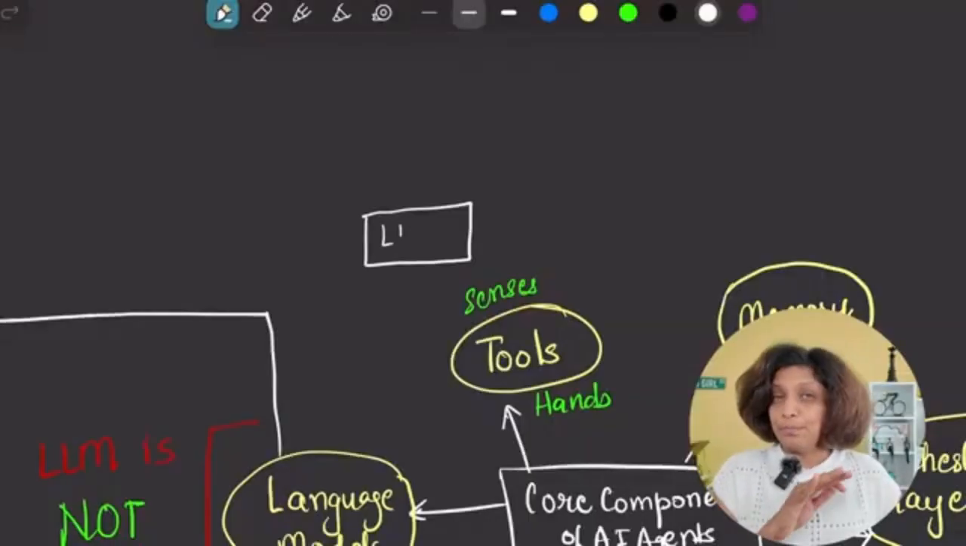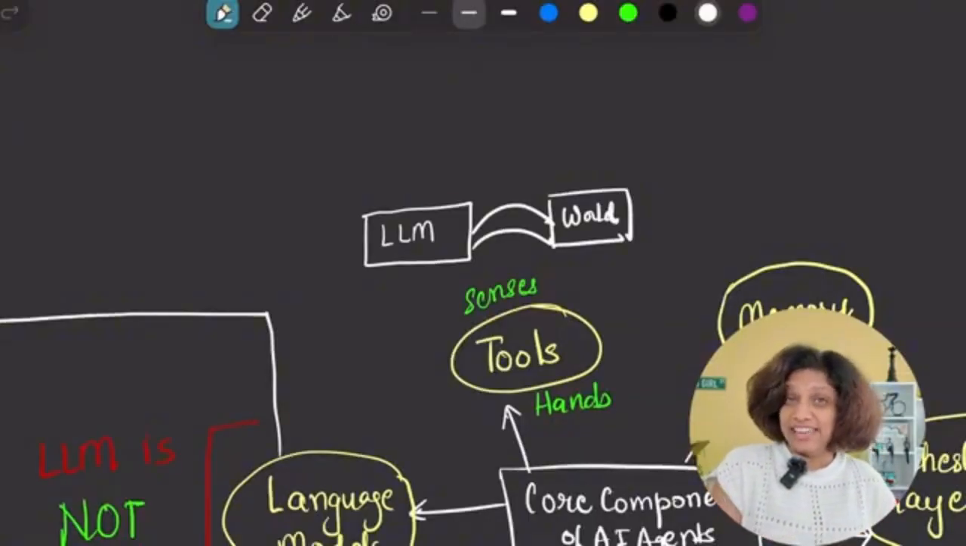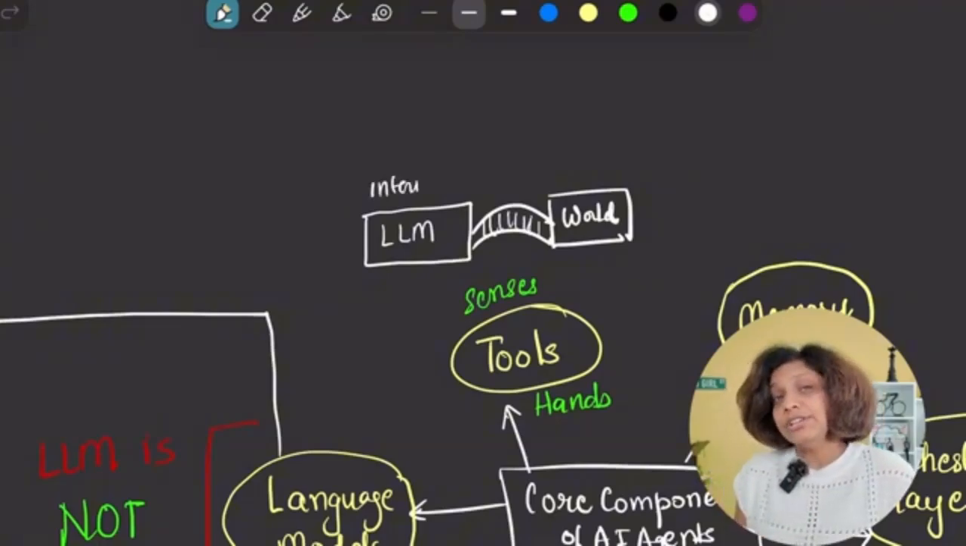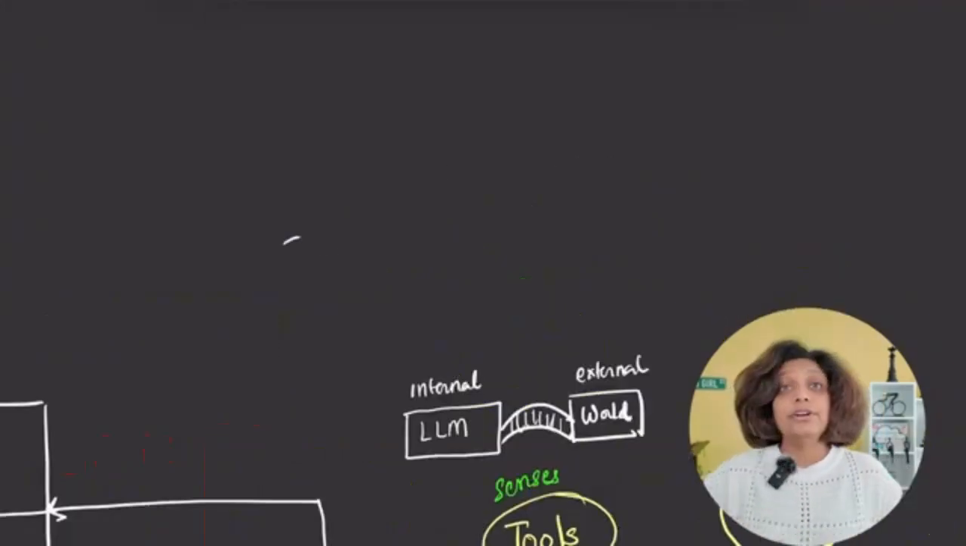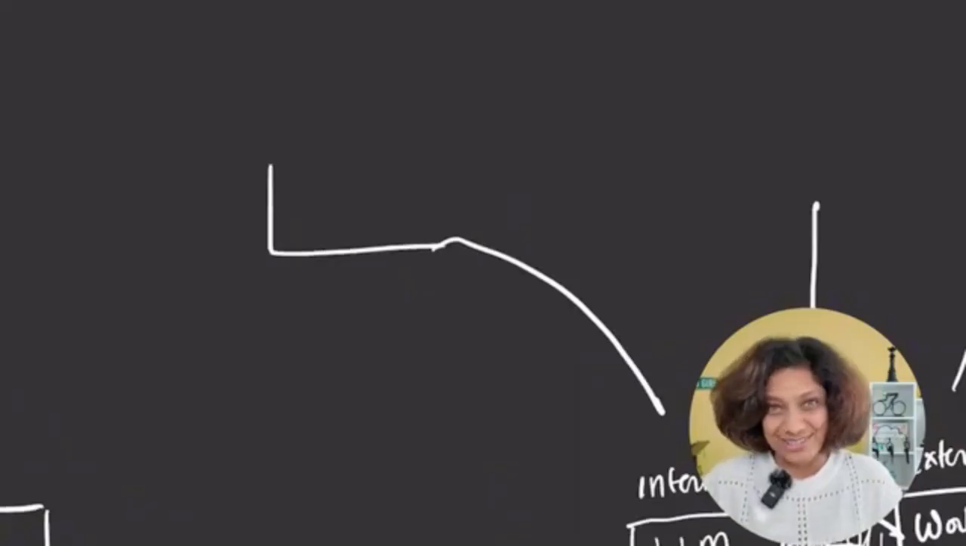Now, the tools. This is where AI agents get their superpowers. Tools bridge the gap between what the language model knows internally and what it can actually do in the external world. There are three main types of tools your agent needs, and understanding these is crucial for builders.